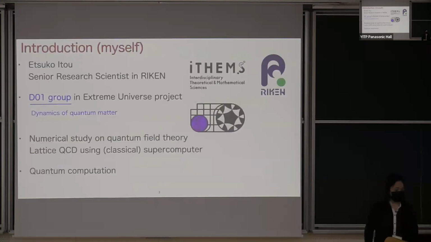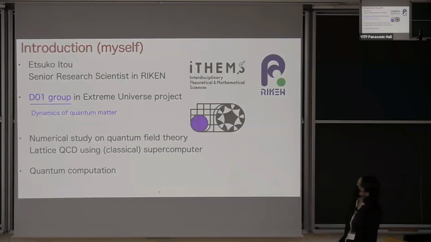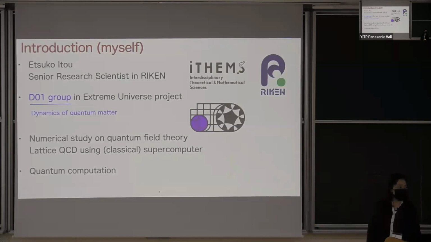Let me start with a brief introduction of myself. I'm Etsuko Ito, a senior research scientist at iTHEMS, RIKEN. iTHEMS stands for the Interdisciplinary Theoretical and Mathematical Sciences. It has roughly 100 theoretical scientists and mathematicians, including physicists, biologists, information theorists, and so on. I am also a member of the 01 group of this Extreme Universe project.